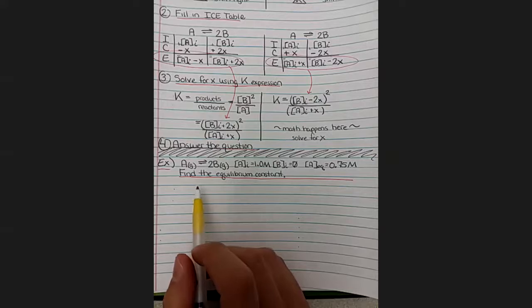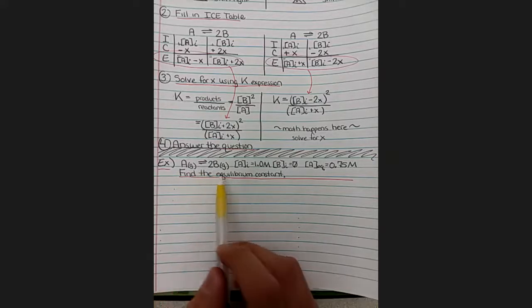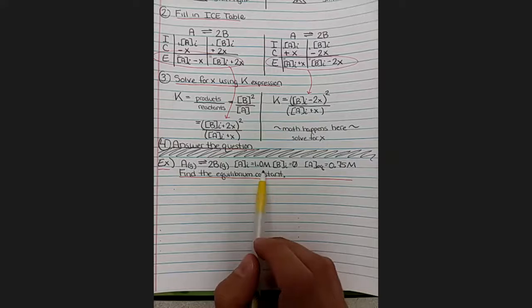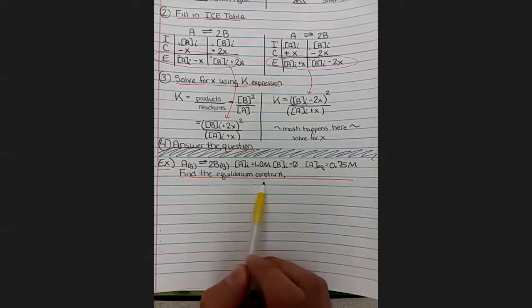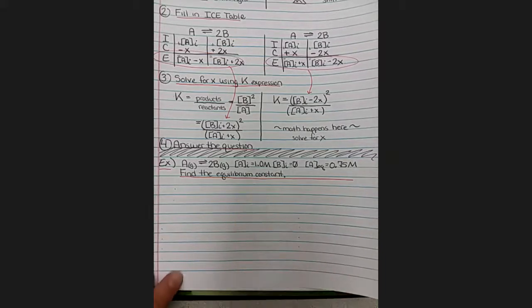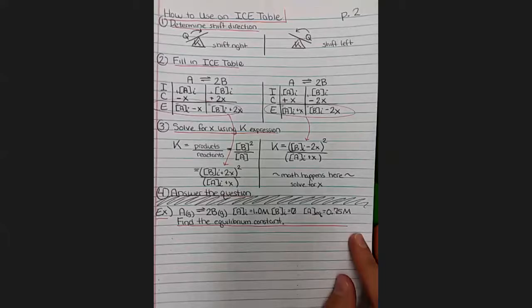So here's an example that we'll need an ICE table for. Here's the same reaction, A goes to 2B, and we've been given some initial concentrations for A and B, and we've been given an equilibrium concentration. And this one, the question says, find the equilibrium constant. So if we follow our steps, here we go.